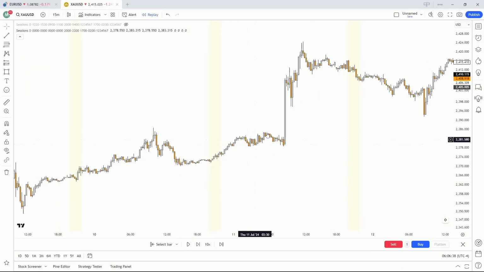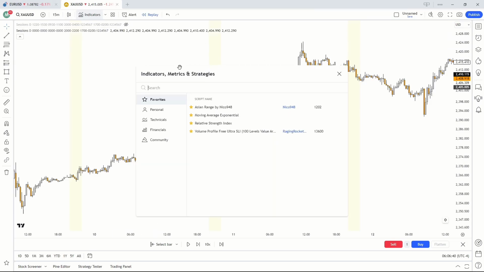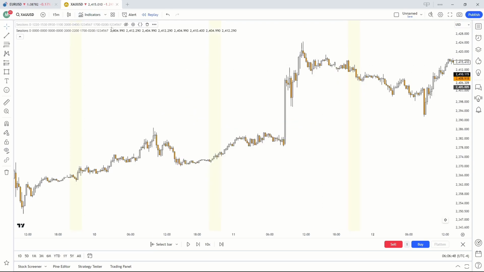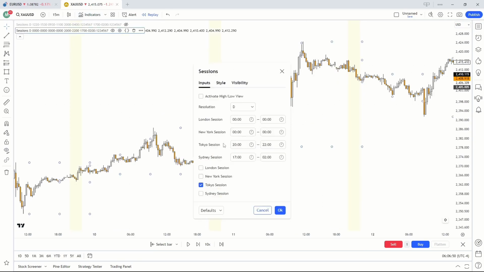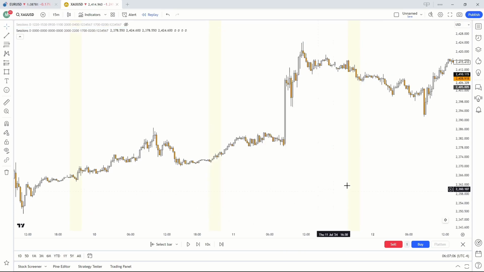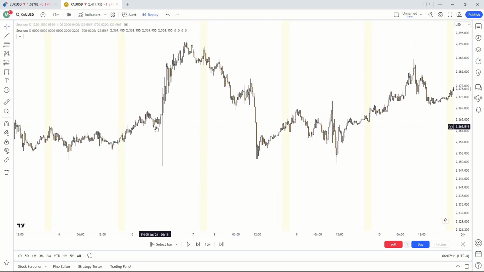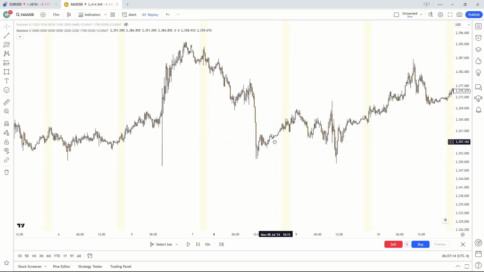Now the first thing you want to do is to get this indicator right here, which will be very helpful for you guys. So come to indicators, type in sessions, click sessions on chart by Aurochs_AIF, and you have this overlay. So now click on settings, simply untick London and New York. Now in Tokyo session you want to type in 8 PM to 10 PM, which is our kill zone. And guys, do not get confused, do not type in 8, this is a 24-hour clock. It is not 8 AM, it is 8 PM. So hit OK and you will get this overlay right here, which is very helpful when you're back testing or trading live, so you can see when the market is in our kill zone.